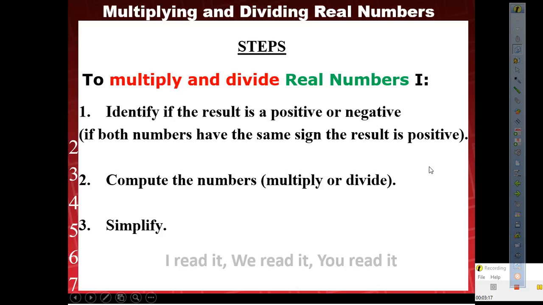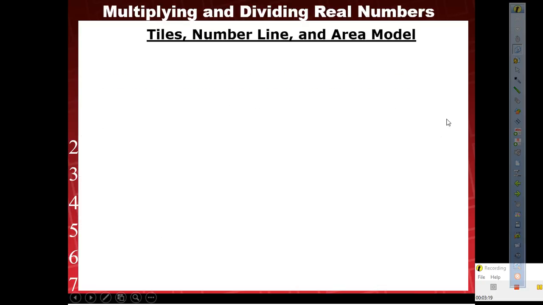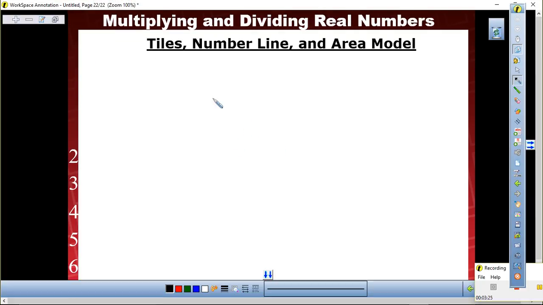let me show you really quick what multiplication looks like using tiles, number line, and area model. So copy this down, please. Yeah, you need to turn your paper to the back, right? I want you to write tiles, number line, and area model. And we're going to show 3 parentheses for multiplication times negative 2.